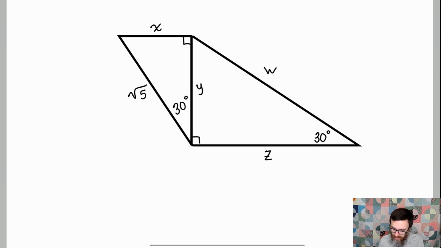Notice in this example, though, we are given 30 degrees, which means this one has to be 60. And the same thing over here. This is 30, so this has to be 60 degrees up here. So both of these are 30, 60, 90-degree triangles.